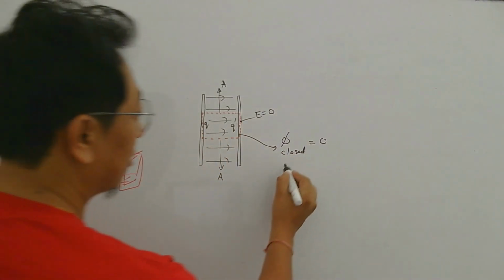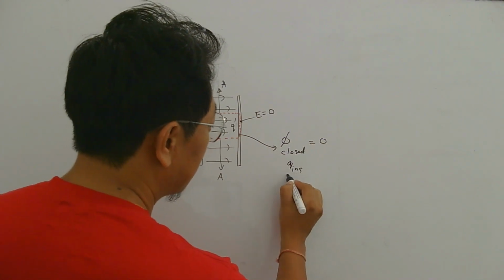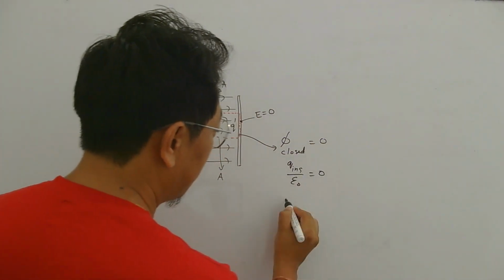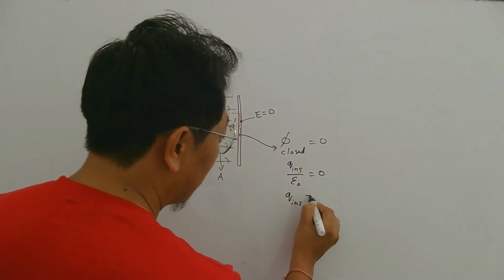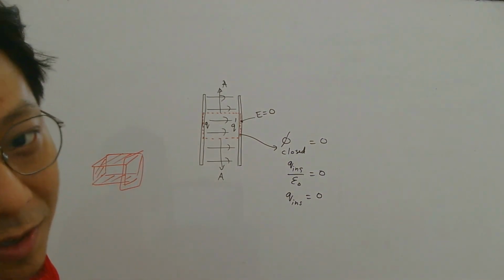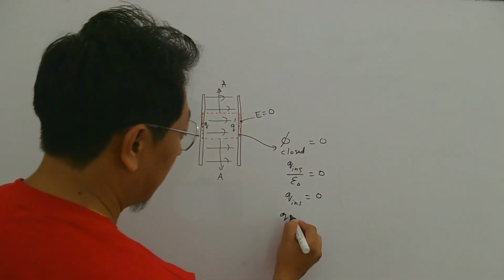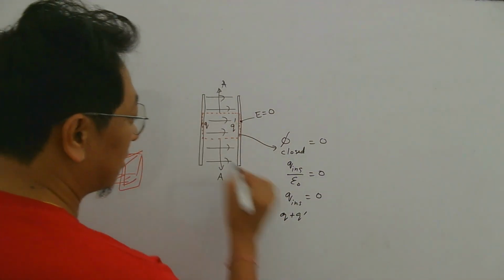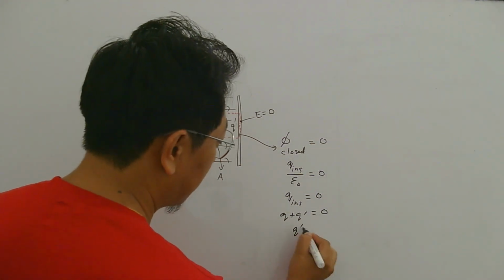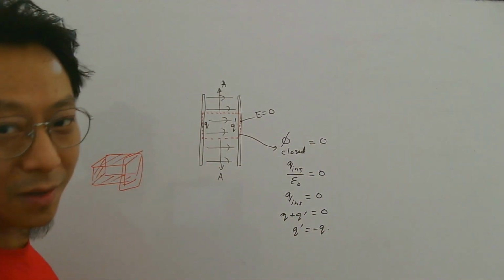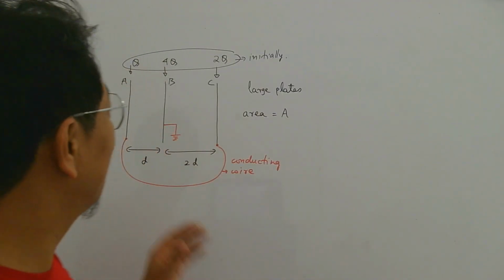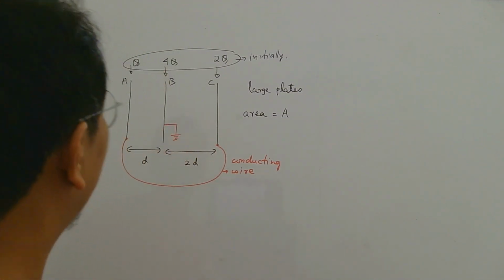Now from Gauss law, it means charge inside by epsilon naught should be 0. So charge inside the closed surface must be 0. Therefore, Q plus Q dash, which is the charge inside, must be 0. So Q dash must be minus Q. Right? Now let's come back to the original question.